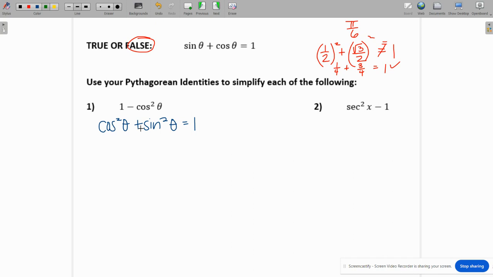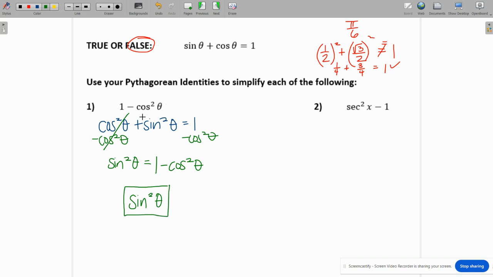What if I took this equation and I subtracted cosine squared from both sides? If I did that, then on the right side of the equal sign, I would have 1 minus cosine squared of theta equals, over here, these are going to simplify to 0, leaving me with sine squared of theta. What this means is 1 minus cosine squared of theta equals sine squared of theta. Therefore, we've simplified this expression to sine squared of theta.